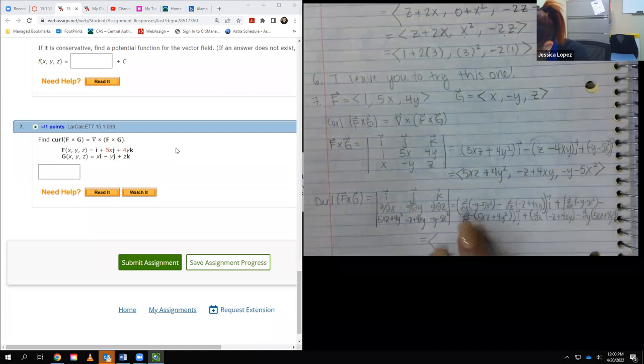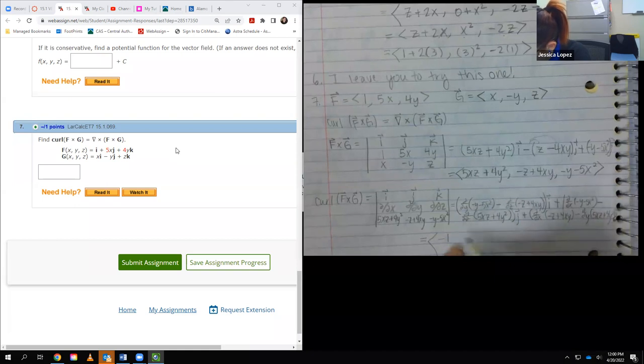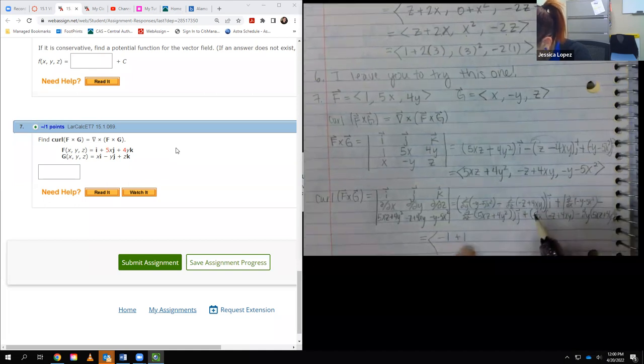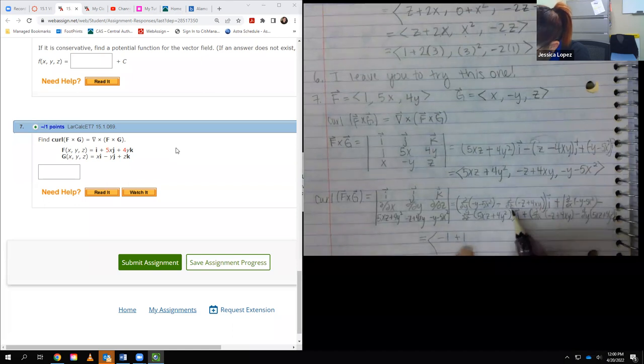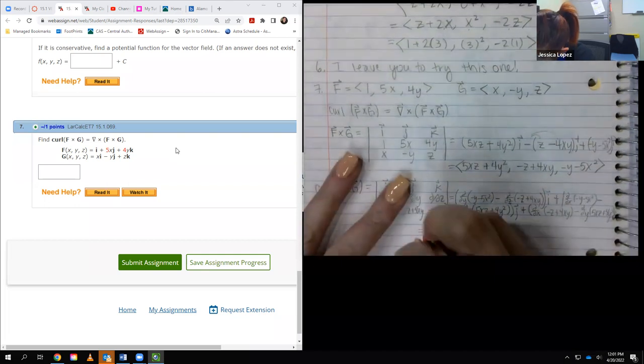So the derivative for the i's. The derivative of this term with respect to y is going to be negative 1, and then 0. So just negative 1. Then here we have the derivative of negative z with respect to z, which is negative 1. But with this negative, it's going to turn into plus 1. And the derivative of this term with respect to z is just 0. So that's all of the i component, which will eventually just be 0.